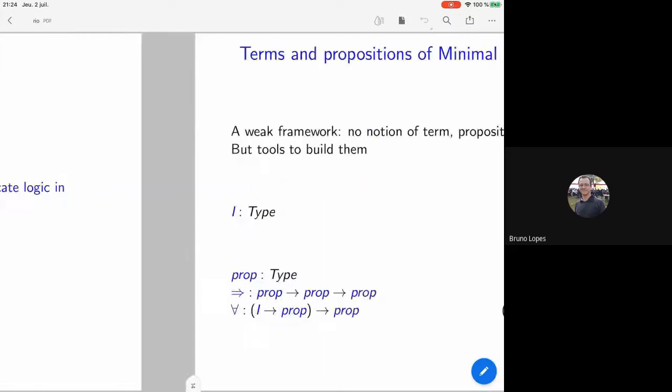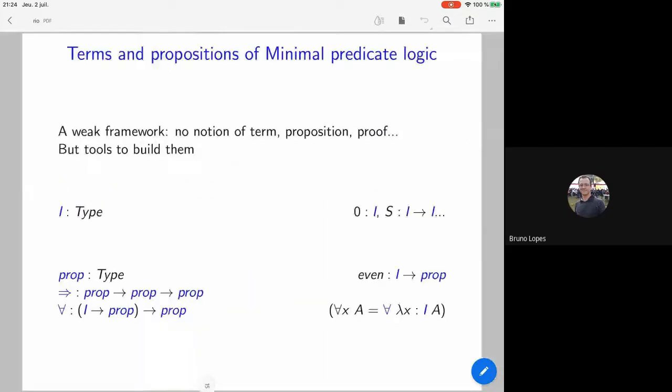So first, you have to understand that Deducti is a much weaker framework than predicate logic. So it's one reason why it is more general, because it is much weaker. So there is no primitive notion of term, there is no primitive notion of proposition, there is no primitive notion of proofs. But there are tools to build these notions.